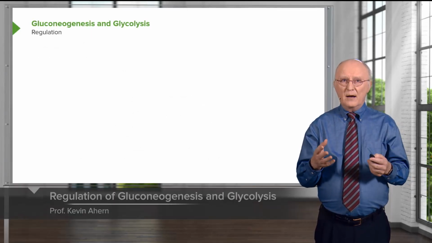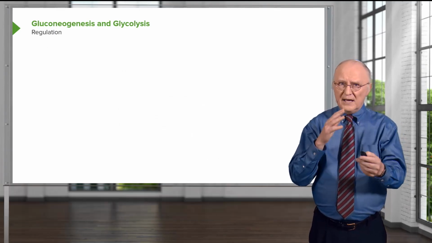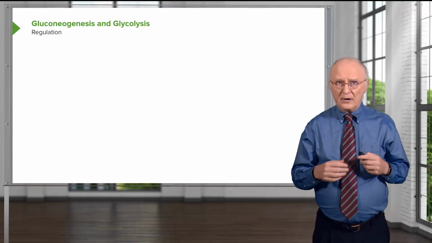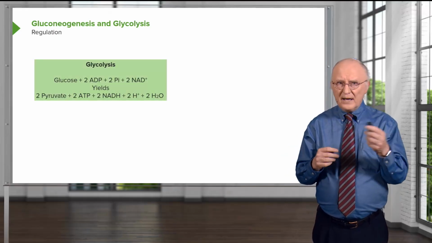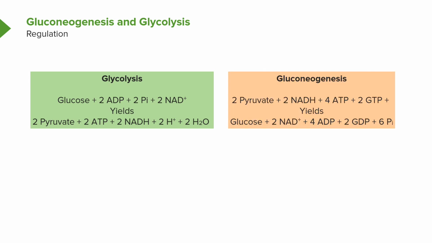Let's turn our attention now to thinking about regulation, because regulation is very important for making sure that these two pathways are not at loggerheads with each other. Glycolysis goes as follows. You start with glucose, 2 ADPs, 2 phosphates, and 2 NAD+, and you get the products shown below. And in gluconeogenesis, we're reversing the process, and if you add up all the different pieces that I gave you in that pathway, we see that we start with 2 pyruvates, 2 NADHs, and then it takes 4 ATPs and 2 GTPs to make the glucose.